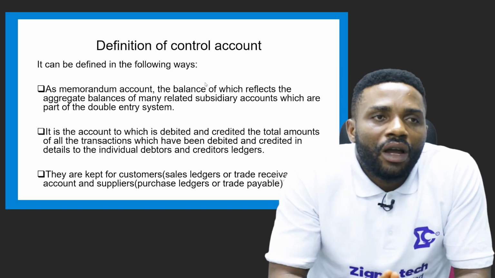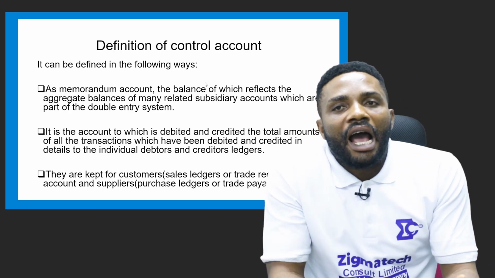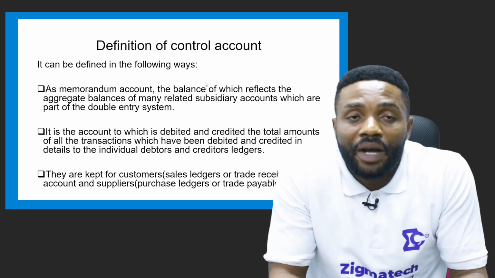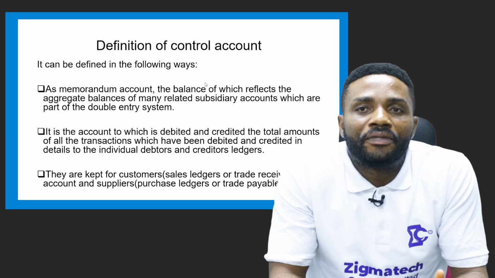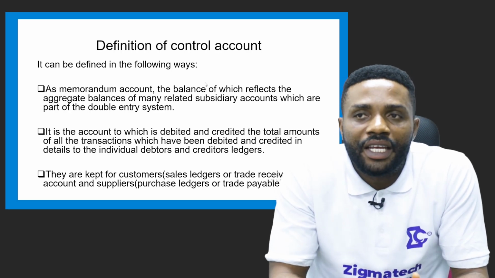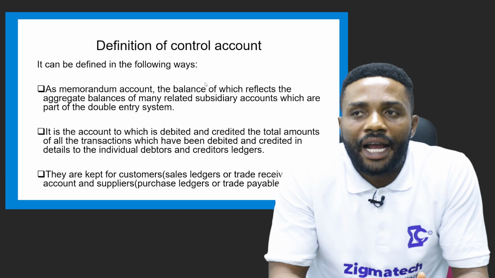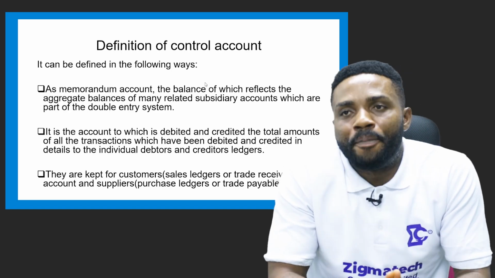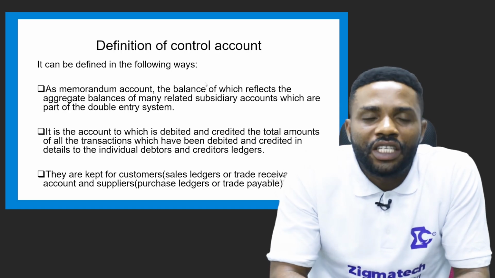Number one, control account is going to be seen as a memorandum account. It is seen as a memorandum account, the balance of which reflects the aggregate balances of many related subsidiary accounts which are part of the double entry system. Now, I'm going to pick out a few things from this definition.